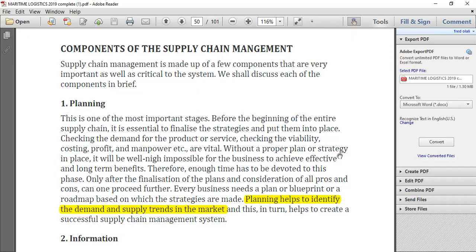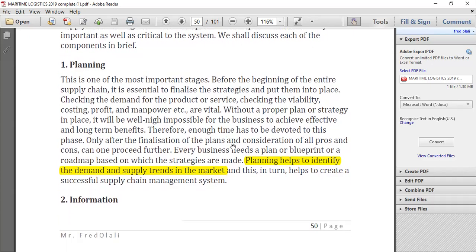Planning will help to identify the demands and also the supply trends in that particular market. So you must put it into your steps, and this in turn helps to create a successful supply chain management system. Planning is very vital whenever we want a successful supply chain management. We must ensure everything is organized in a proper way.